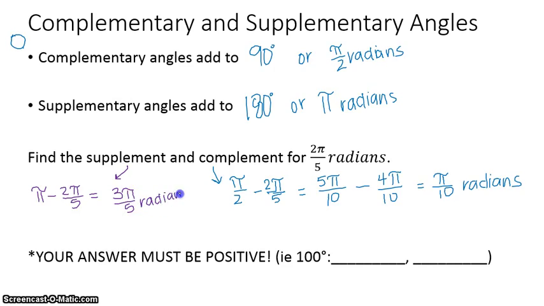The thing to remember, your answer when you're finding the complement and the supplement has to be positive. So if I say find the angle that is complementary to 100 degrees, that'd be negative 10. That does not work. Your supplementary angle, so adding to 180, would be 80 degrees. That one's okay. So for the complementary angle, you would just say does not exist or none.